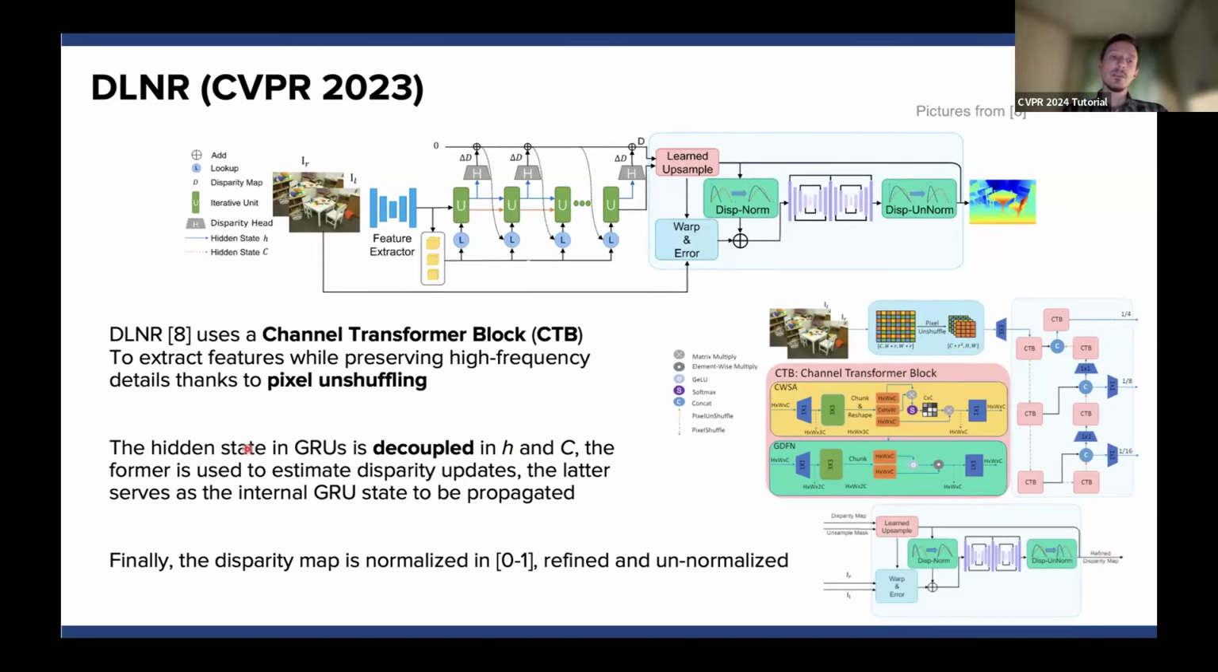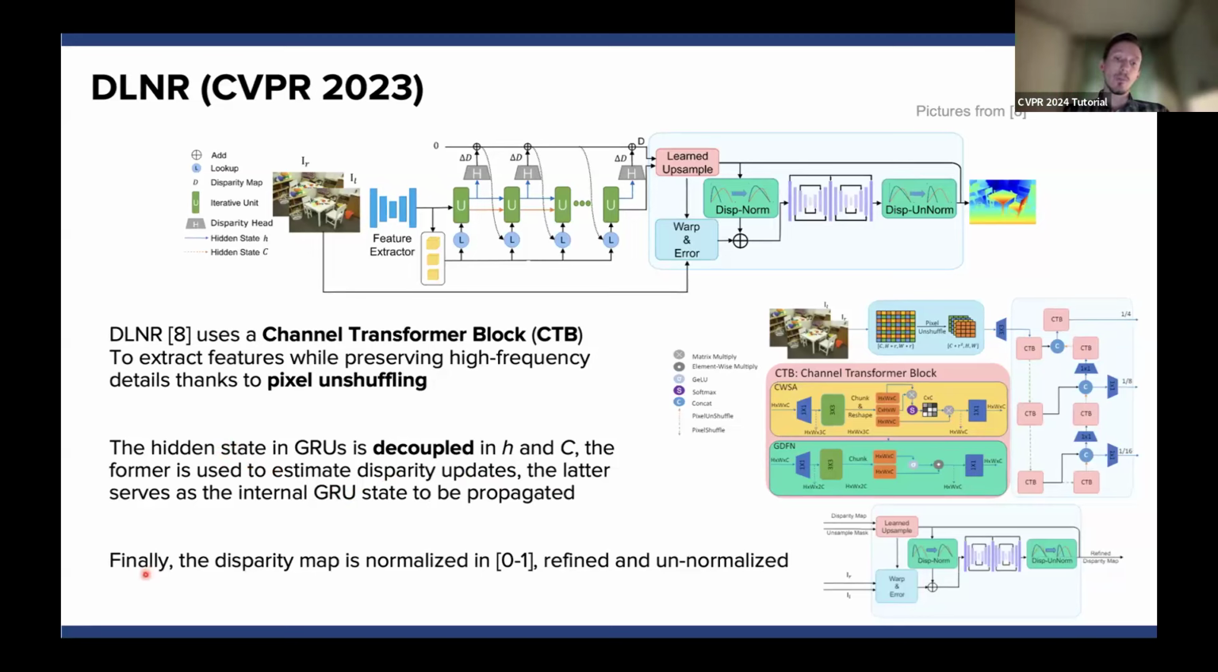Together with this, the authors also proposed a slightly improved GRU by decoupling the internal state of the gated recurrent unit and the disparity state itself by having two distinct hidden states. And this proved to be a little more effective when propagating the updates for the disparity map.